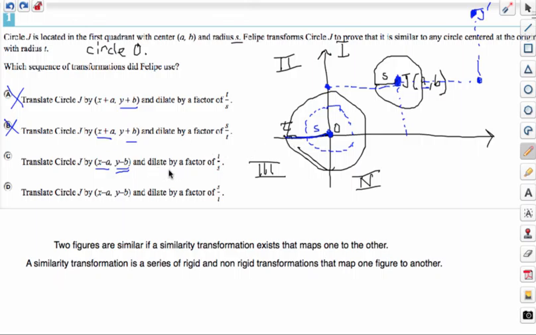So this option says dilate circle J by a factor of T over S. If we multiply this radius S times the scale factor of T over S, you see that we get a radius of T. So this does work. This sequence of transformations does work to map circle J onto circle O and prove that these two are similar.